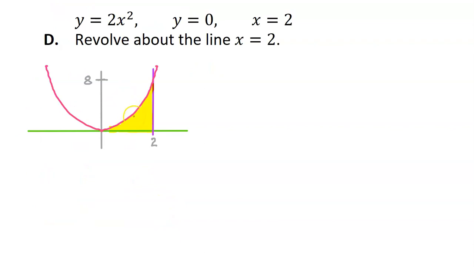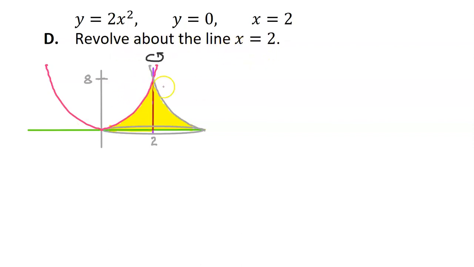Part D involves the same region as parts A, B, and C, but this time we are revolving the region around the line x equals 2. When you revolve the region around the line x equals 2, you get this solid that's a little bit like an upside down cone. Notice that there is no space in the middle of this solid.